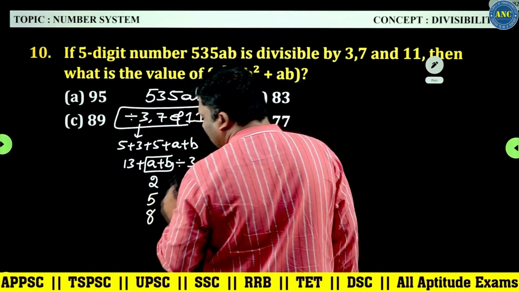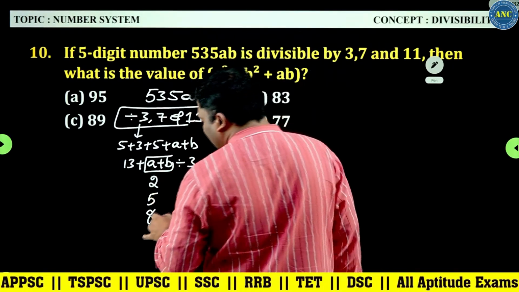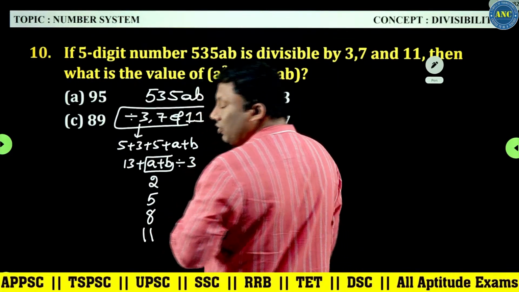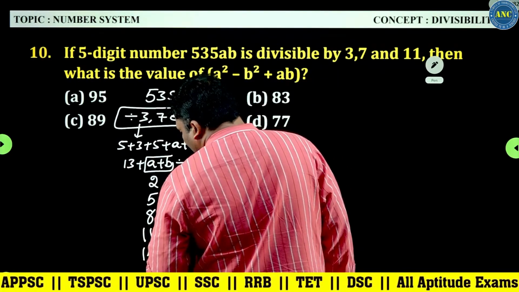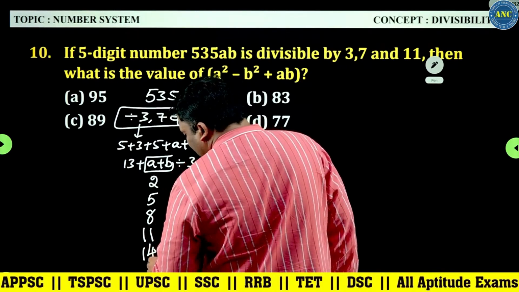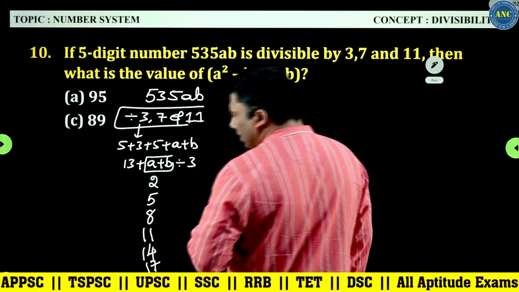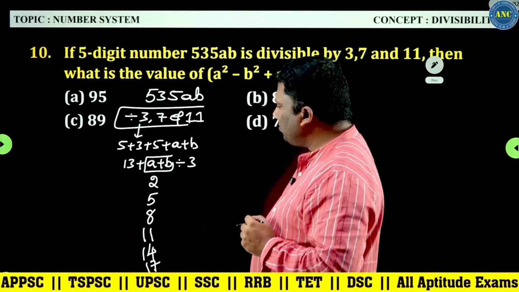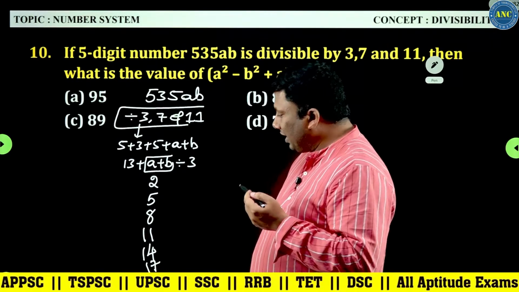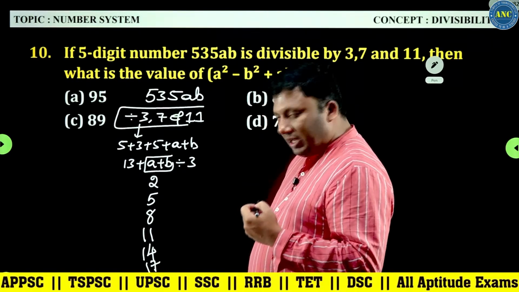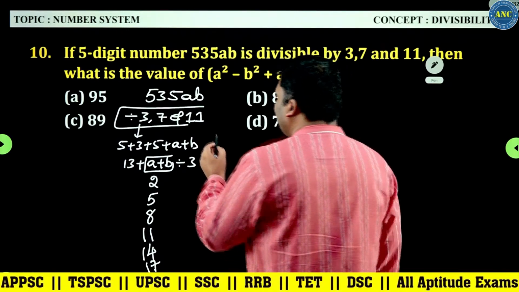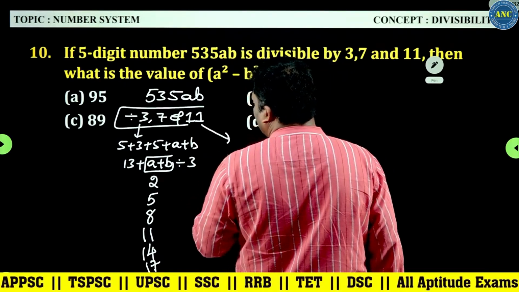13 plus 8, 21, it is divisible. 13 plus 11, 24, it is divisible. 13 plus 14, 27, it is divisible. 13 plus 17, it is divisible. So a plus b can take 2, 5, 8, 11, 14 and 17.